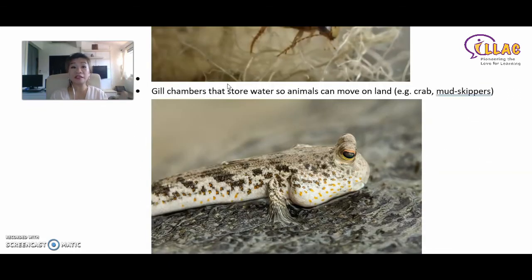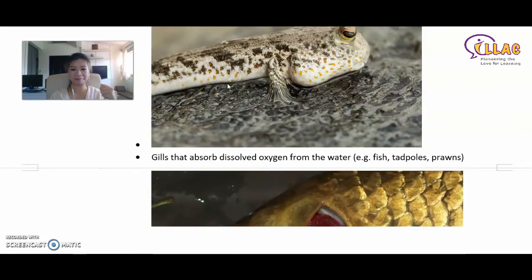There can also be gill chambers over here. So the gills are over here, so they have these chambers, not just gills like fish, they have just gills. But these mud skippers, they can have this big chamber here so that they can store water inside. They store water inside so that they can actually use the dissolved oxygen in the water when above water.